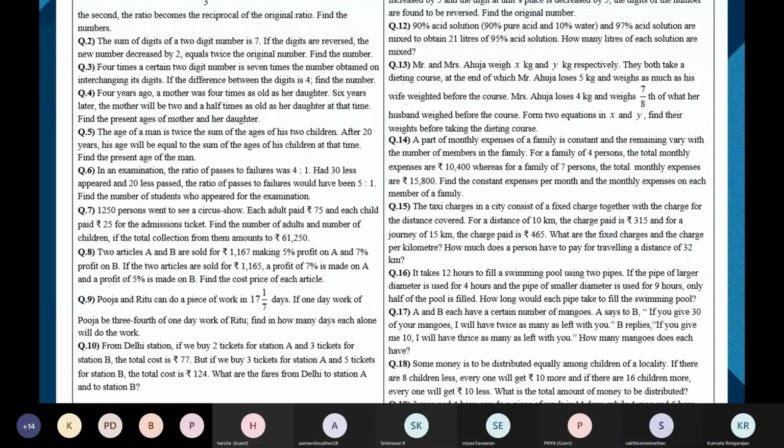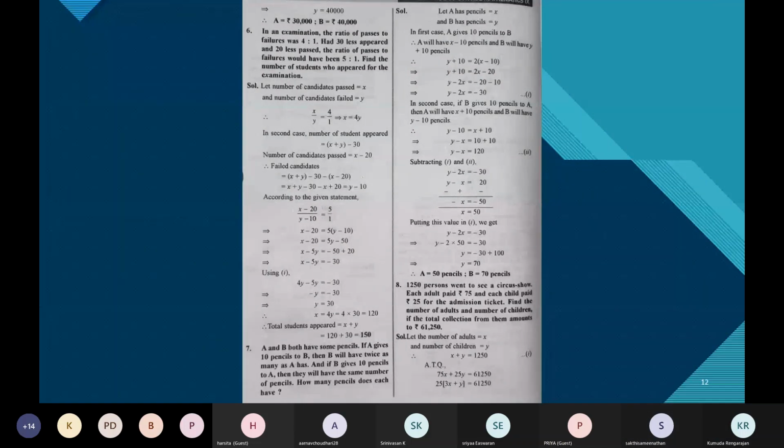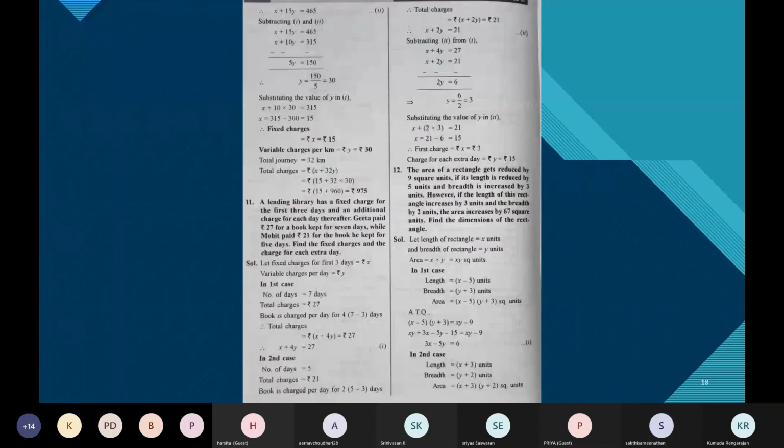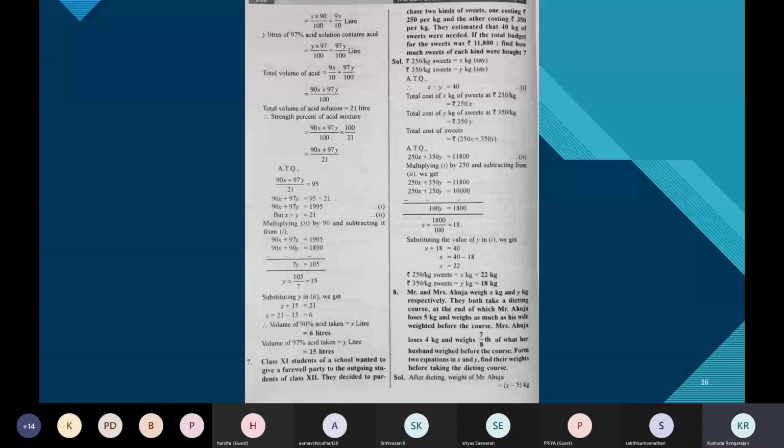Manmeet, can you show the answer? It's here. I was telling you that this working you can ignore. I told you how to construct the equation. You can ignore this working. Just take it till here, total volume of acid. Don't go beyond that. Answer: 6 and 15.